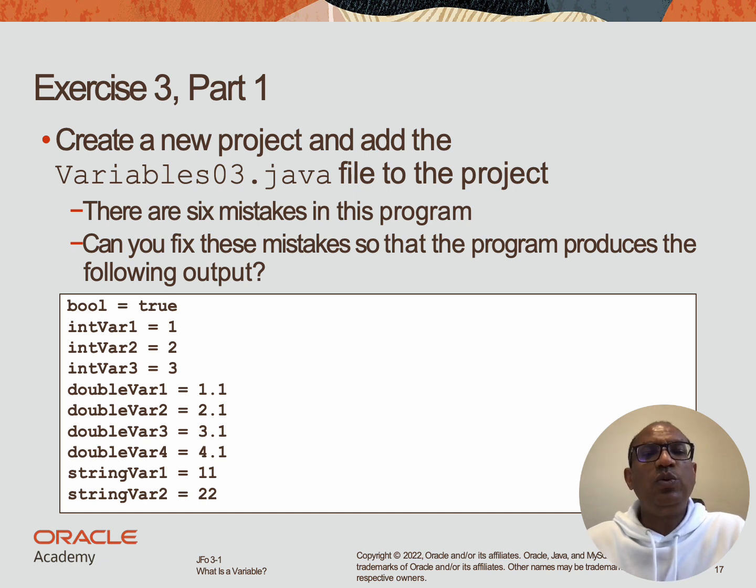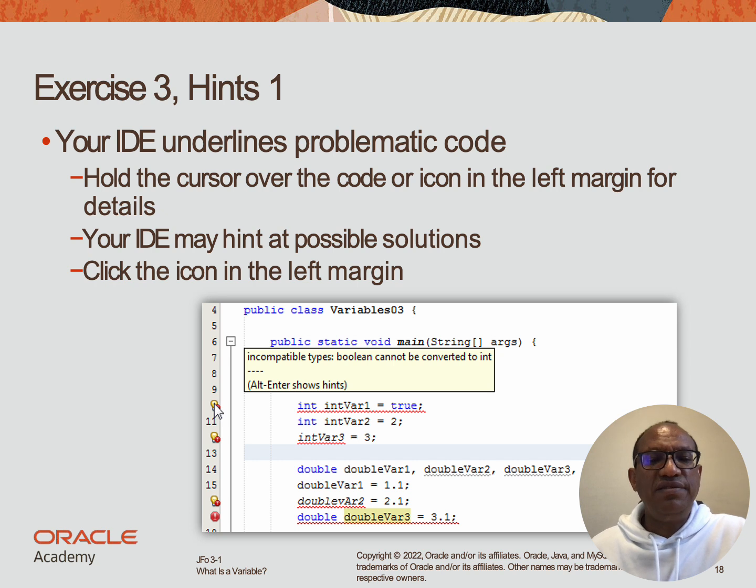In exercise 3, you will debug a Java file with 6 mistakes. Fix the values to get the program to display the correct output. As a hint, your IDE will help by underlining errors. Hover over them to see helpful messages and possible fixes.